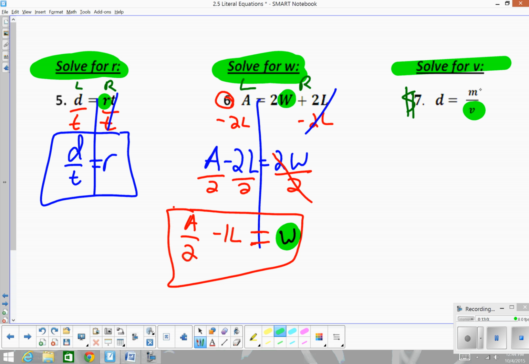So you have to try to get that v somewhere up top, up here in the numerator. Okay, so think about opposite operations. So if it's dividing, you want to multiply.